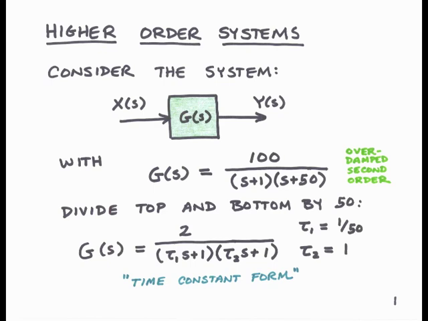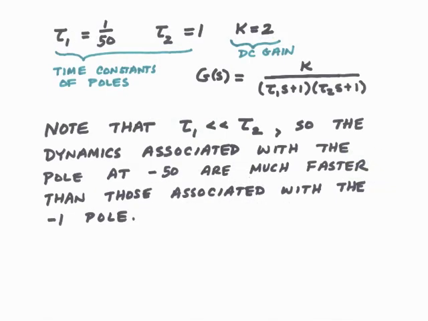These time constants say how quick each of the poles is. So one of the poles, the one at -1, has a time constant of 1 second, and the pole at -50 has a time constant of 1/50th of a second. That means that the pole at -50 is much faster than the pole at -1 in terms of the response. Faster because the time constant is smaller.